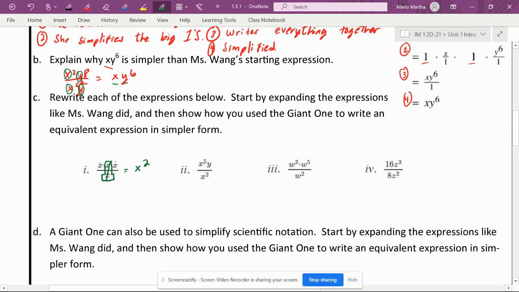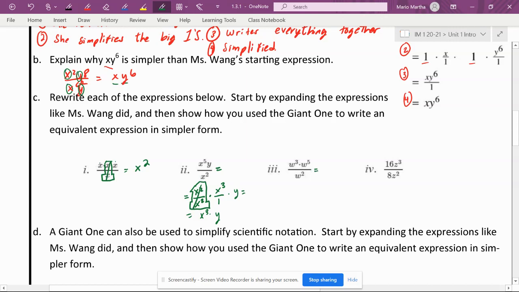On this one, if we pull the 2 out of the top one, we're going to have x squared over x squared as well. And then we have 3 left over, so times x over 3 over 1 times y. So again, there's a giant 1 right here. That divides out, and you're left with x to the 3rd times y.